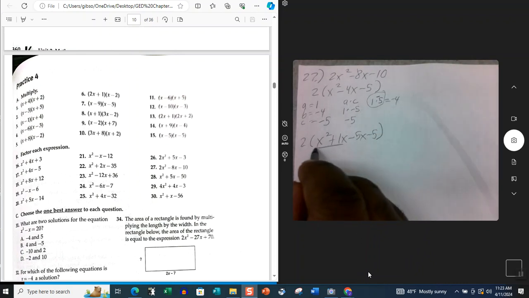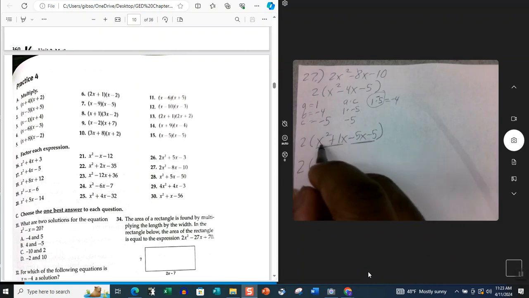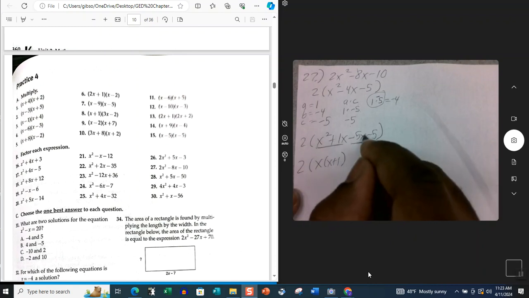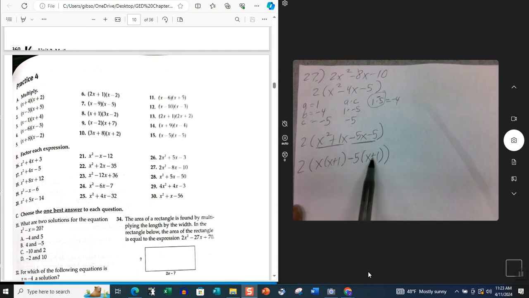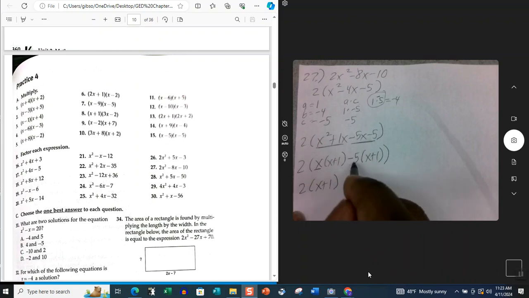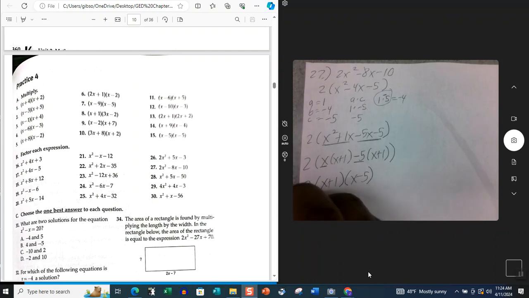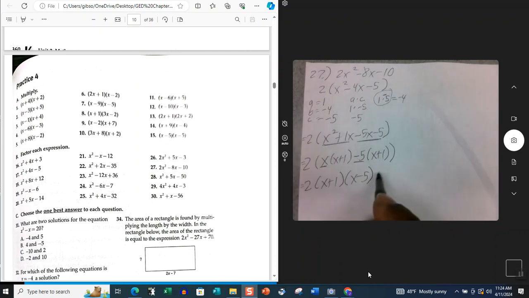Now we group the first two and group the second two. So we still bring down this 2 here. The first two you can factor out an x, and you will be left with x plus 1. The second two you can factor out a minus 5, and you'll be left with x plus 1. Now if you notice, these two parentheses are the same. So we still bring down our 2, and we'll bring out our x plus 1, and then everything on the outside of these parentheses, which would be this x minus 5, we'll bring down as well. So this right here is your final answer.